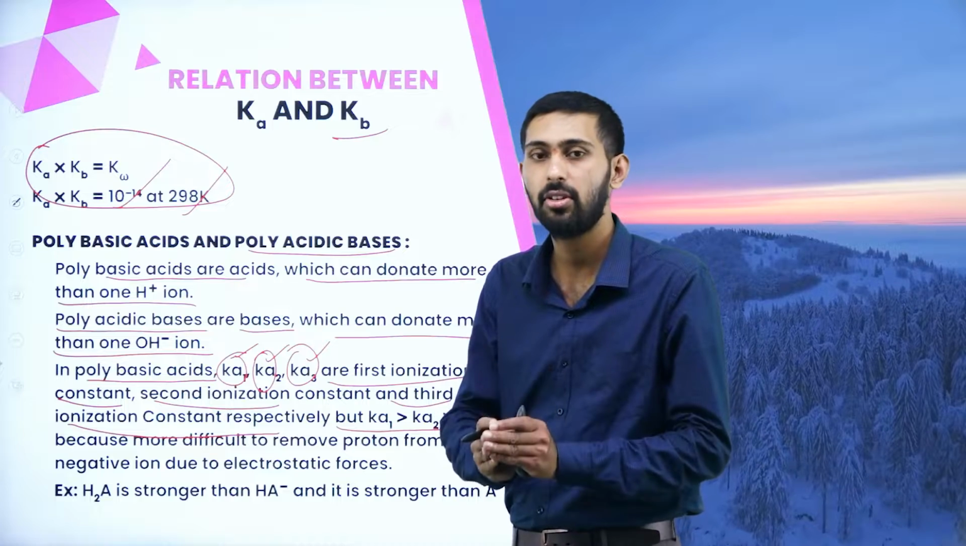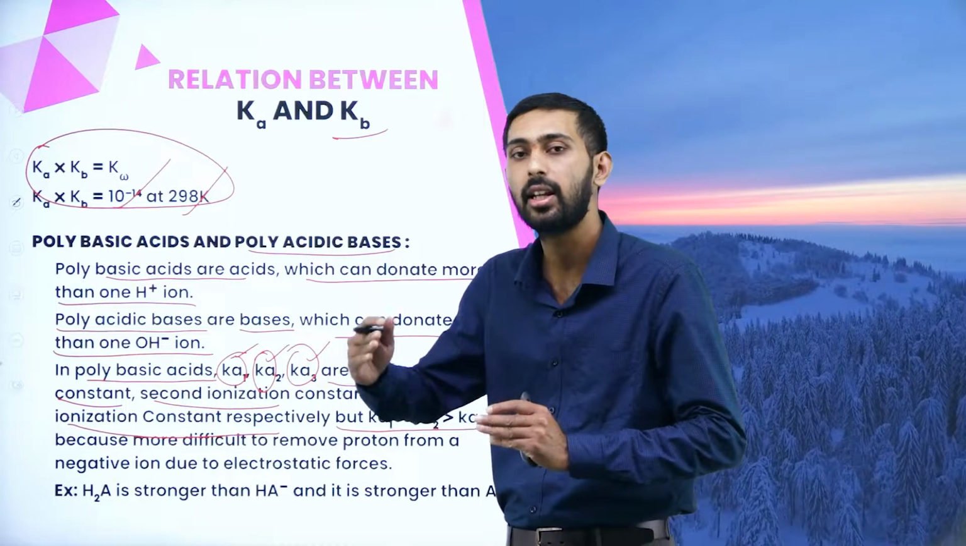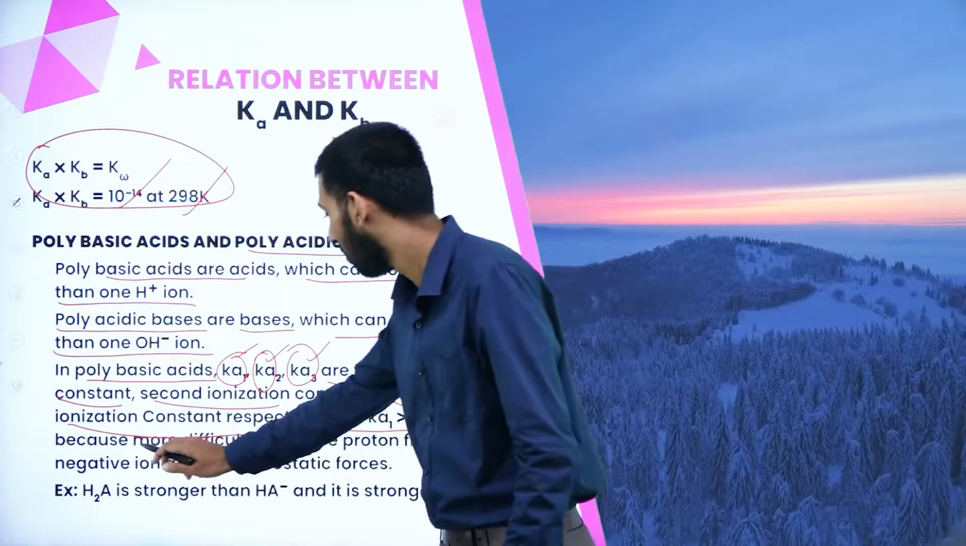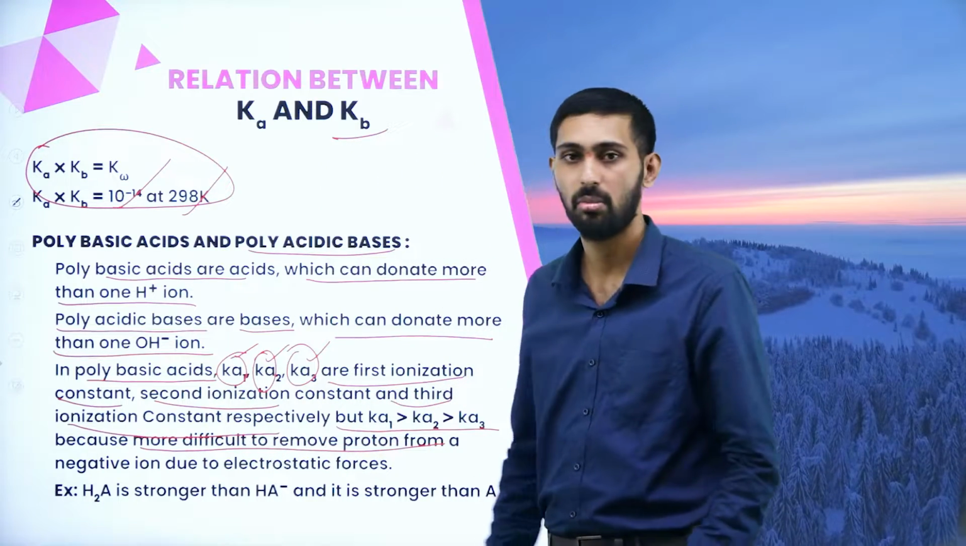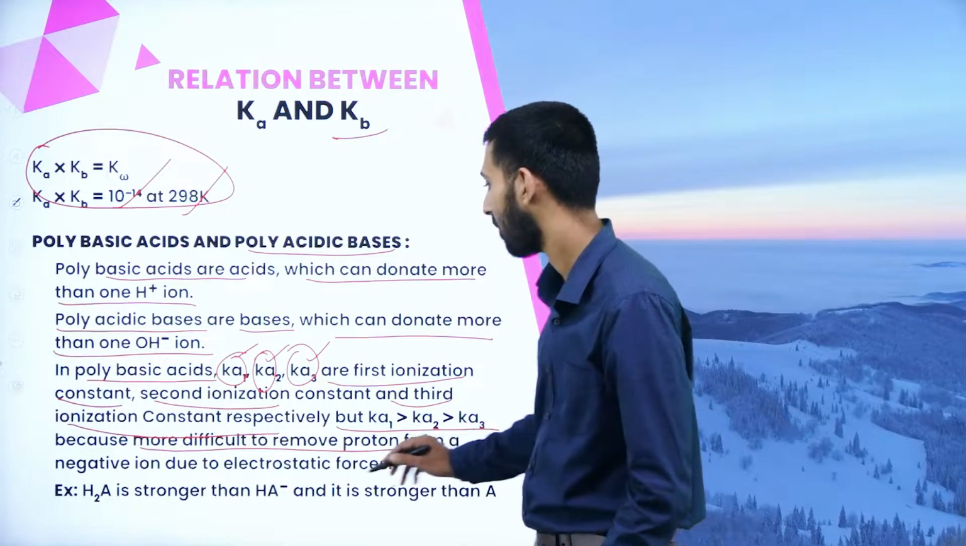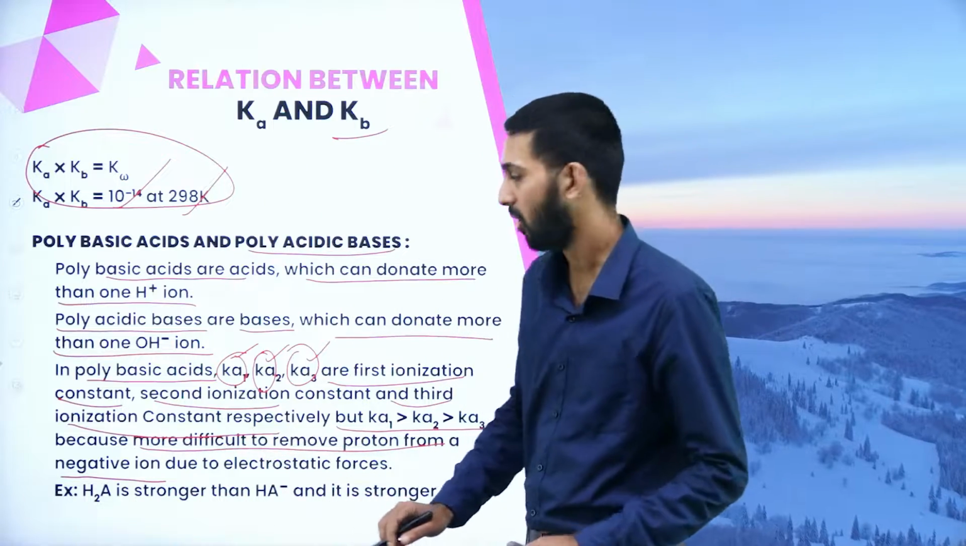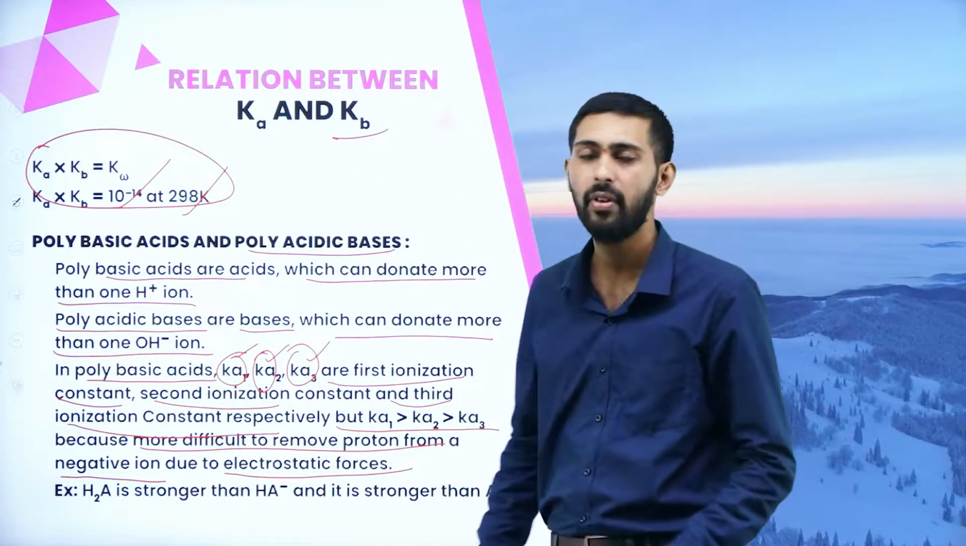So the first ionization constant will be more. After that it decreases. Why? Because it is more difficult to remove a proton from a negative ion due to the electrostatic force of attraction.